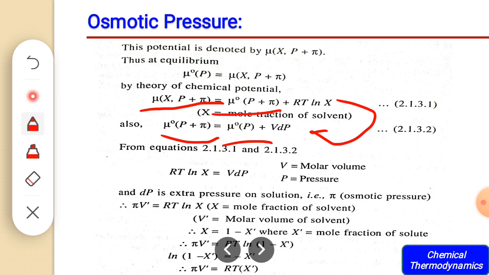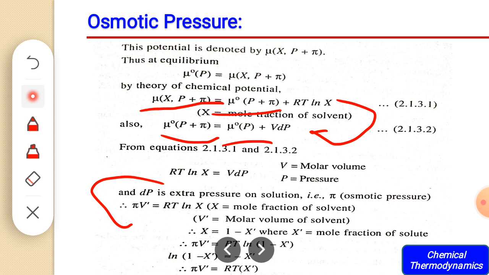So RT ln x will be equal to what? RT ln x will be equal to V dP. V is the molar volume, P is the pressure, dP is the extra pressure on the solution, and this extra pressure is known as the osmotic pressure. Therefore this equation can be modified as π V' = RT ln x, where V' is the molar volume of the solvent and x is the mole fraction of the solvent.